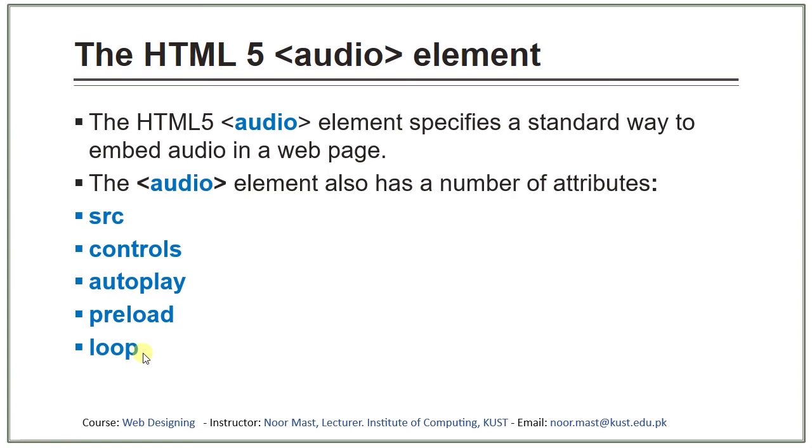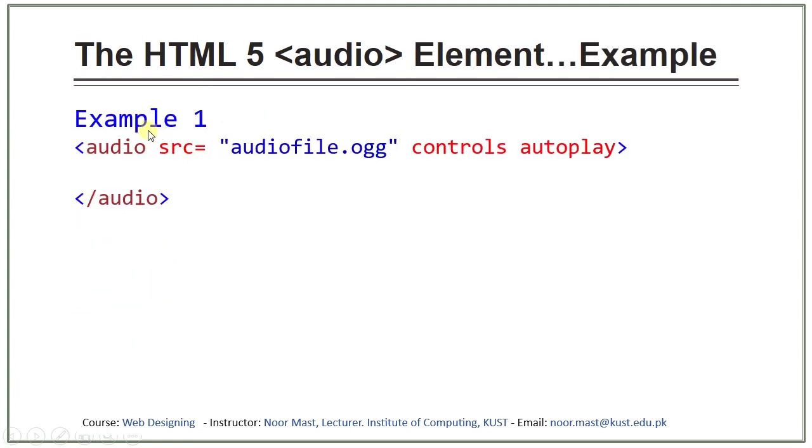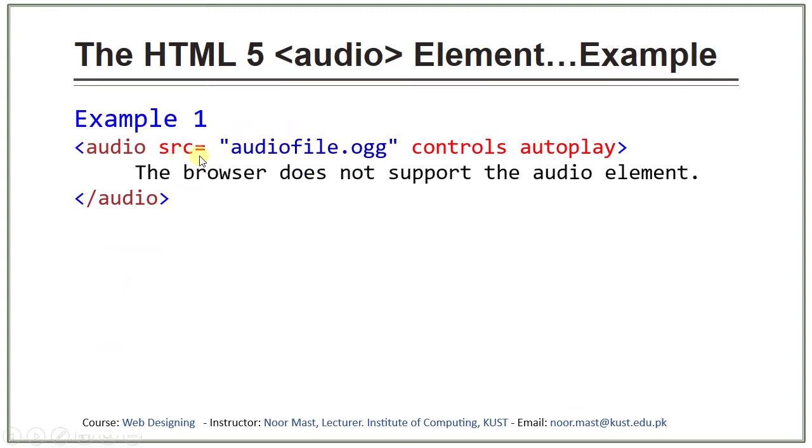Consider the following two examples. This example shows how to add an audio to a web page. The media file is indicated by the src attribute, while the other attributes set in this example are controls and autoplay. I have already explained these two attributes. You can use the following format to add audio to web pages.